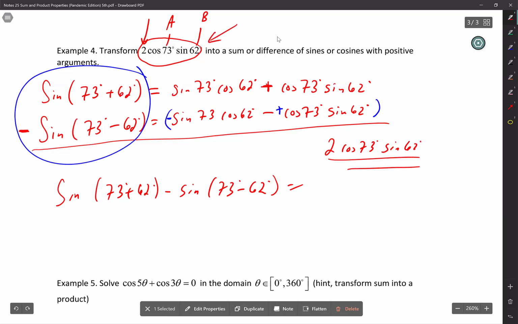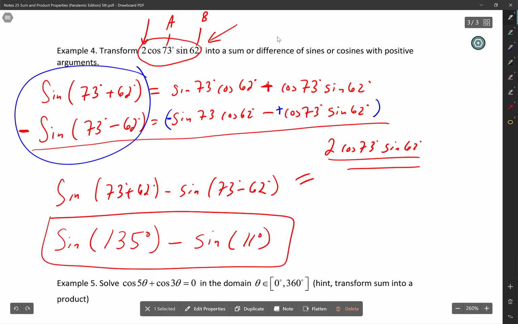And look, we did it without formulas. So we did it without formulas, guys. So now I see what this is. Let's see if I can add them up. 73 plus 62 is 135. And then 73 minus 62 is 11. And there it is, guys. That is it. Are we feeling okay, guys?